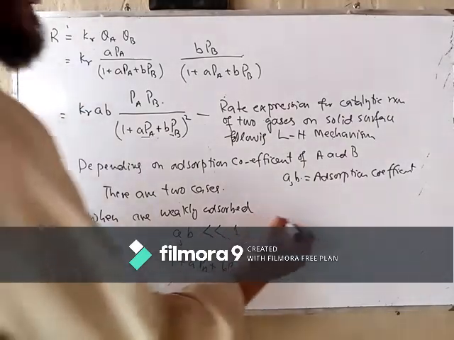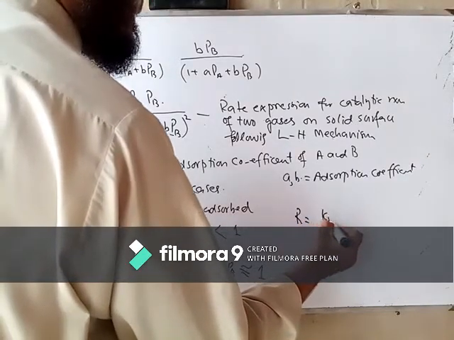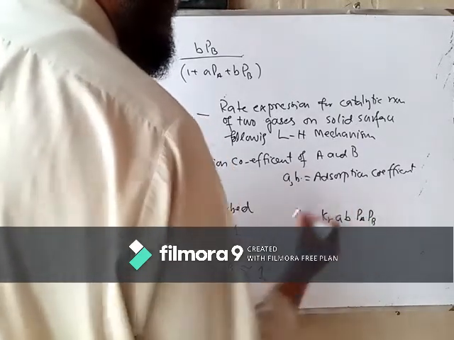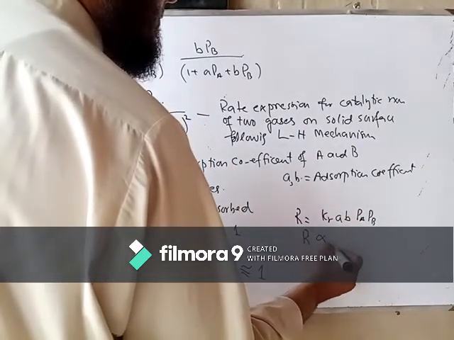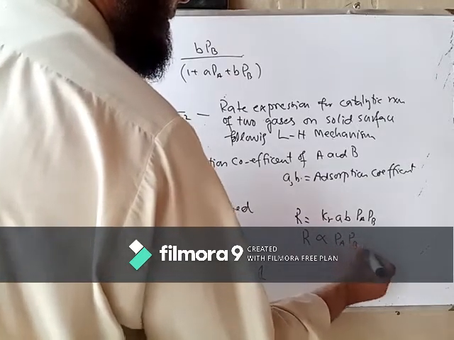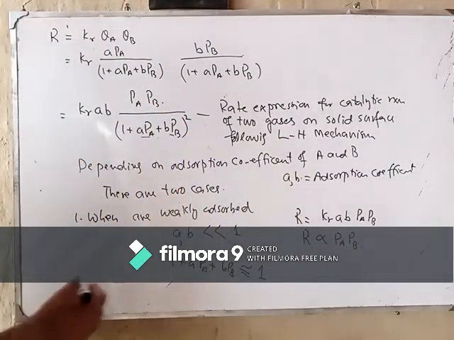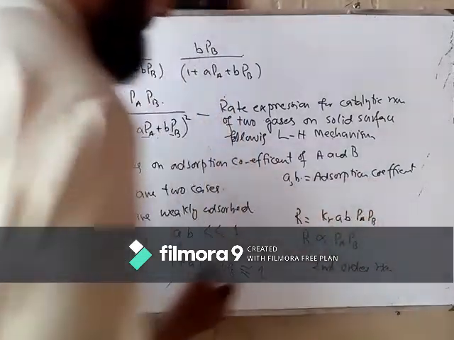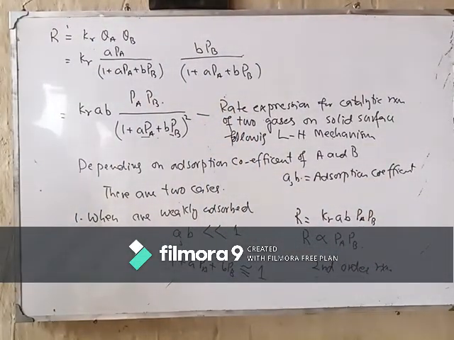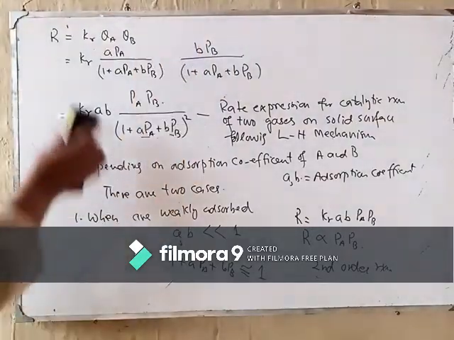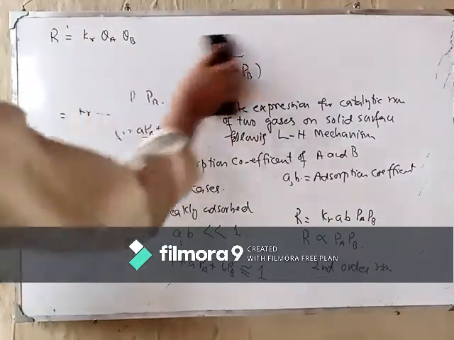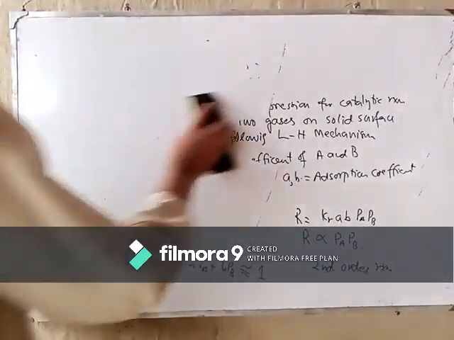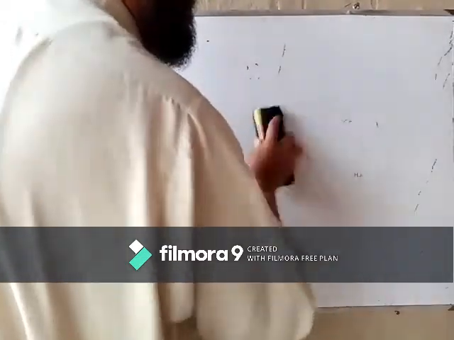The rate expression becomes R is equal to KR A B PA PB. The rate is proportional to PA and PB, so this is a second order reaction. किस केस में? When the adsorption coefficients of both the gases are small, the surface catalyzed reaction according to the Langmuir-Hinshelwood mechanism follows second order kinetics.